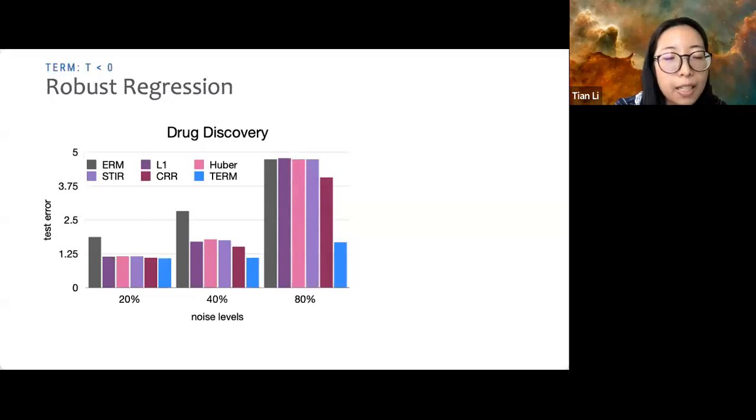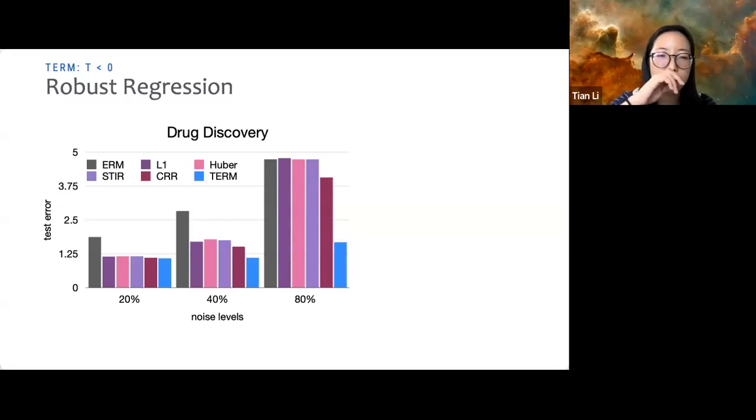So for negative t's, we can apply TERM for robustness applications to get rid of those noisy samples. In this drug discovery dataset, we manually created some noisy labels following the setup of some previous works. And we show the test error as the noise levels increase. When we have 20% noise, TERM is roughly as good as other loss functions like L1 loss, which is inherently robust to outliers, and Huber loss, which is also a very classic loss function.